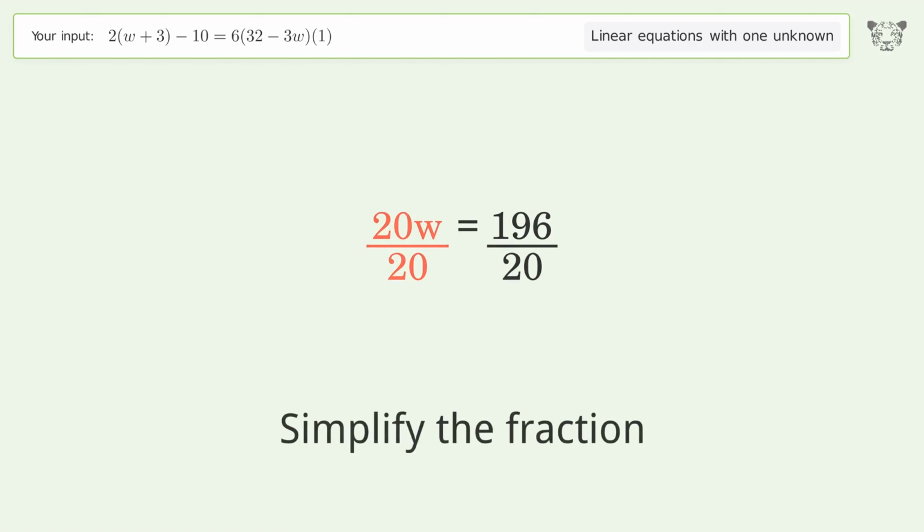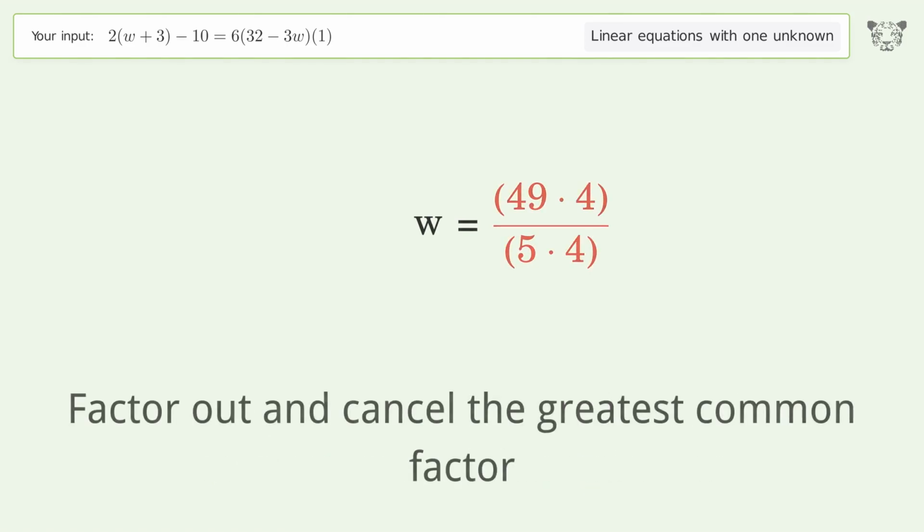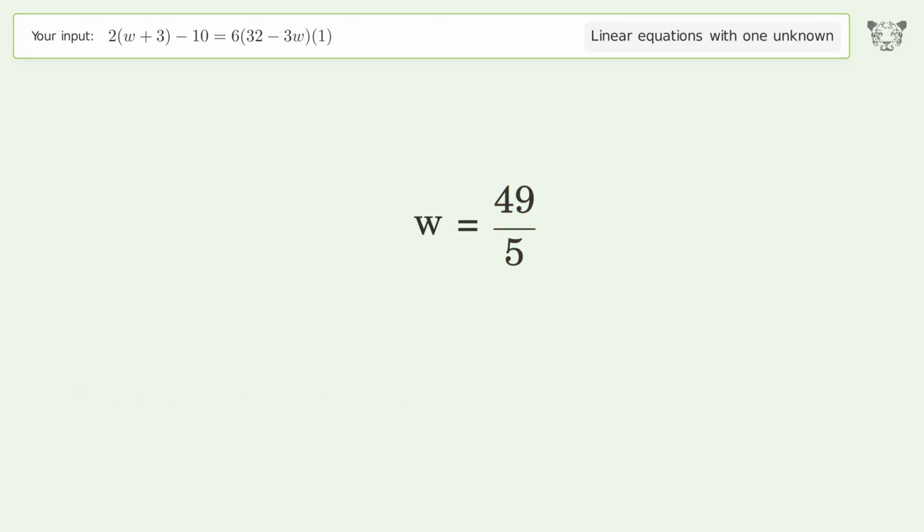Simplify the fraction. Find the greatest common factor of the numerator and denominator. Factor out and cancel the greatest common factor. And so the final result is w equals 49/5.